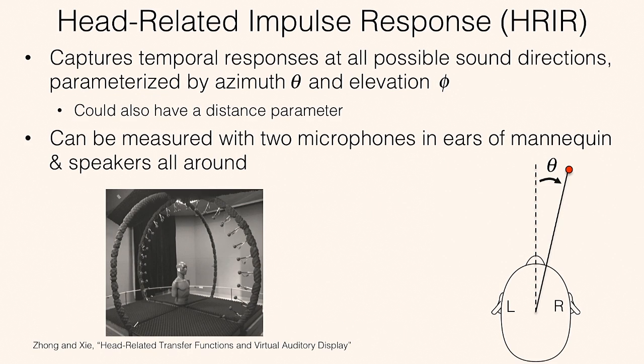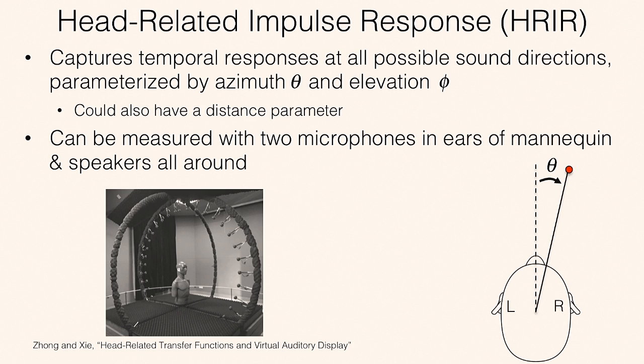And also, you wouldn't be able to remodel this for every single person's ear shape, body shape in a reasonable way. So instead what we're going to do is we're going to turn to something called the head-related impulse response. What you do here is you capture the temporal responses at every single sound direction, which we're going to parameterize by the azimuth theta and the elevation phi.